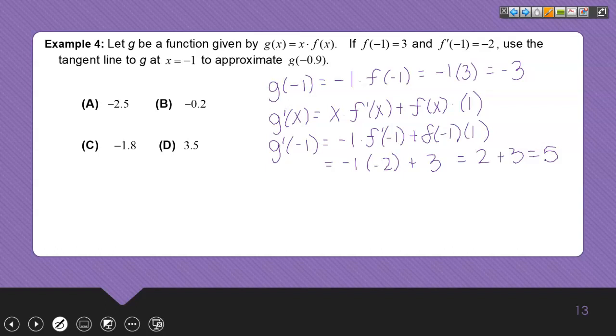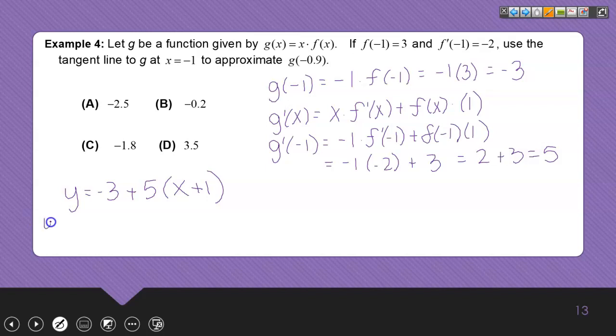So my equation of my tangent line is y equals G of -1, which was -3, plus G prime of -1, which is 5, times X minus a -1, which is +1. So that's the equation of the tangent line to G. But is that what I want? No, I want to approximate -0.9.